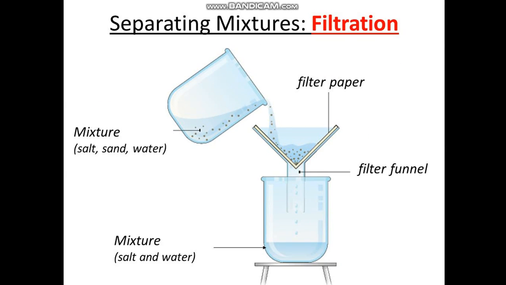Another way is the filtration process. This way is used to separate a solid-liquid mixture like sand in water, and we use something called filter paper, which allows the water to pass through it while the sand stays on it. So we can separate sand from water by using filtration and filter paper. And if the water contains salt, we can evaporate it and the salt remains in the beaker. So we can separate sand, salt and water. This is the filtration process.